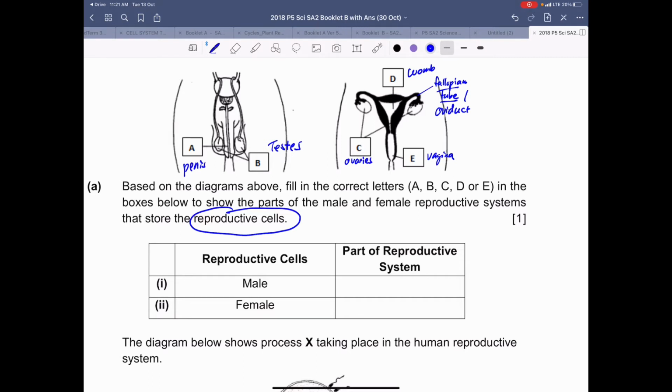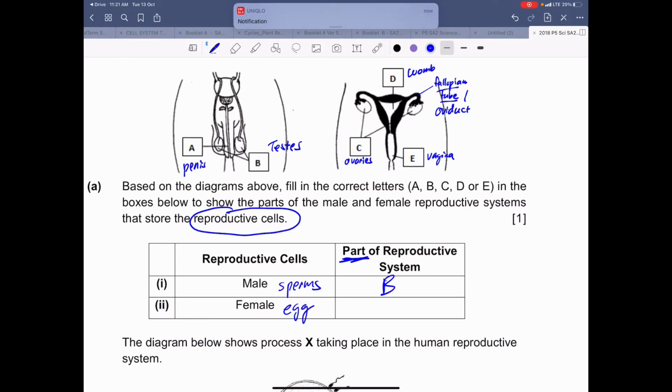So look very carefully. And not only that, do you realize that this is singular? So if it's singular, then why are you all writing more than one part? So read the question carefully. There's a reason why, okay, the question is phrased in this way. So for the male part, I hope you know that it's actually B. Your testis is the one that produces and stores your sperms. Your sperms is actually your reproductive cell. And your female is the eggs. And the one that actually matures and as well as stores your eggs will be your C, your ovaries. Okay?